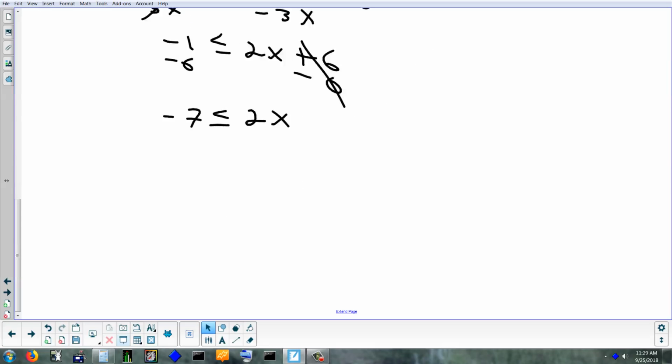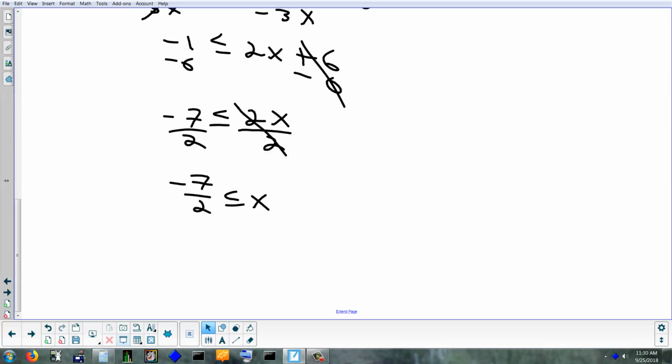No, why not? You can only do that with multiplication or division. Yeah, I didn't multiply or divide. I did something with a negative, but it wasn't multiplication or division. So that's fine. Now divide by 2, divide by 2. Again, dividing by a positive number. Don't flip anything. So you get that.